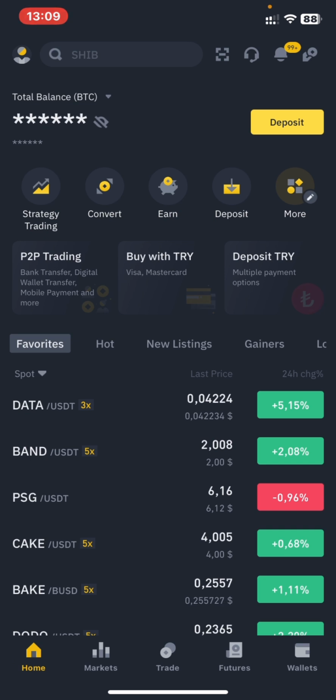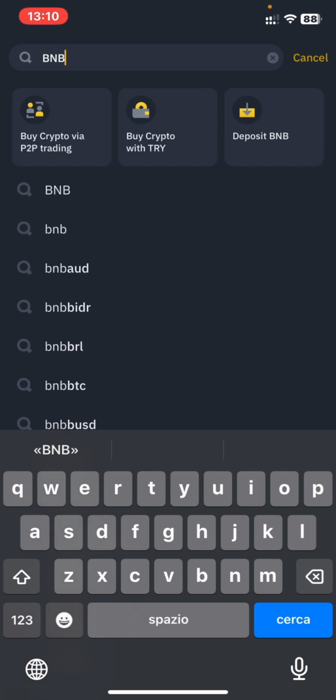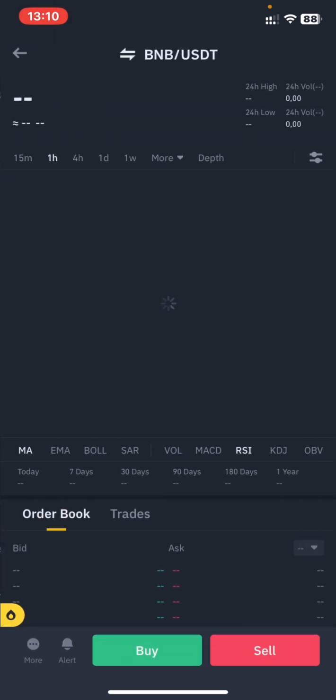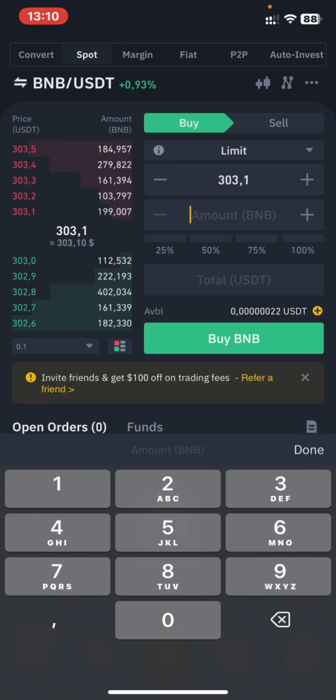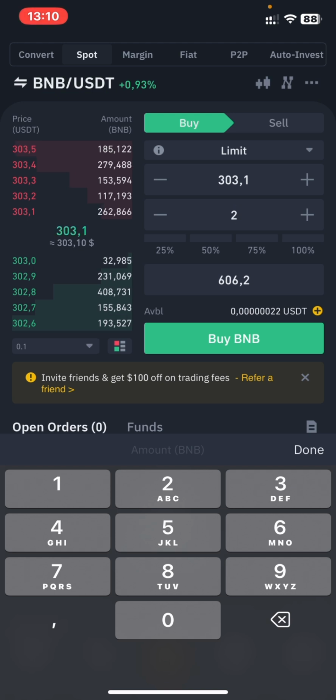After creating your account, you need to buy BNB, sorry. After buying BNB with dollar or USDT, you buy two BNB worth. That's going to give you 606.20. So make sure you get this amount of money.